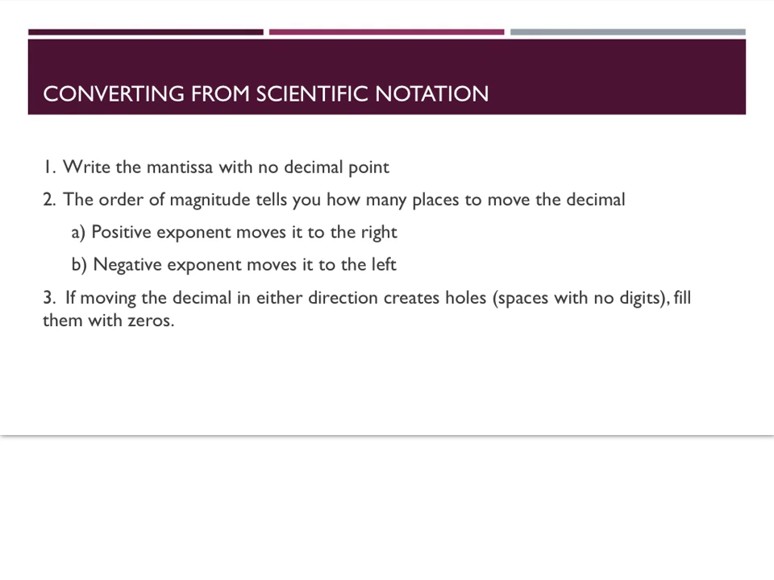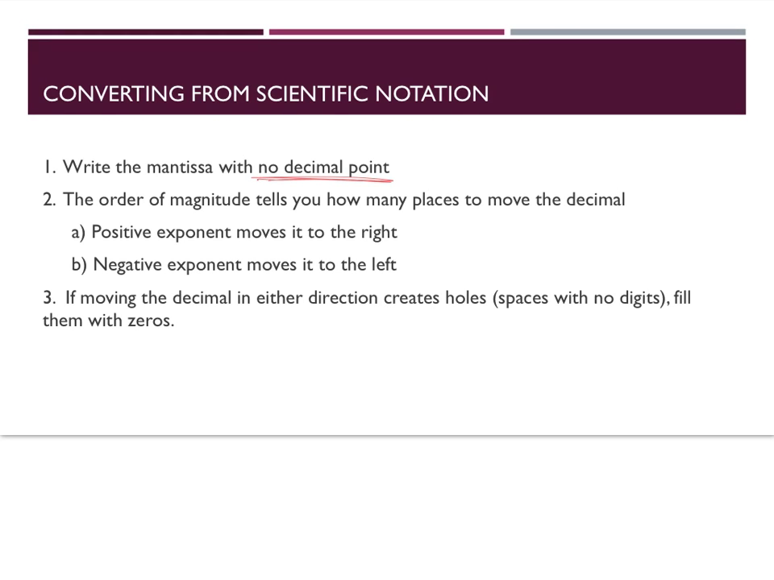What happens is if people copy down the mantissa with the decimal point and then they do their little loop-de-loops trying to figure out where to move the decimal point to, they forget to erase the original decimal point. So you end up with a nonsense number that has 2 decimal points in it. So write the mantissa without the decimal point.